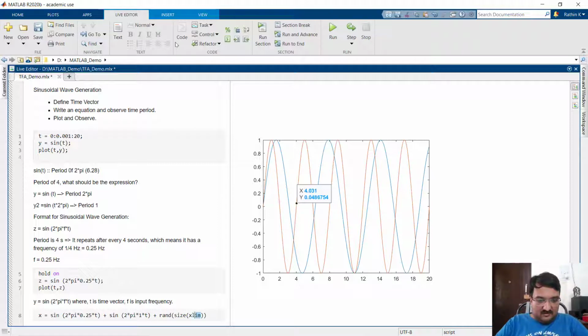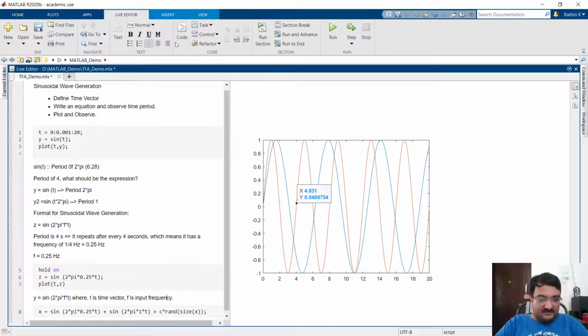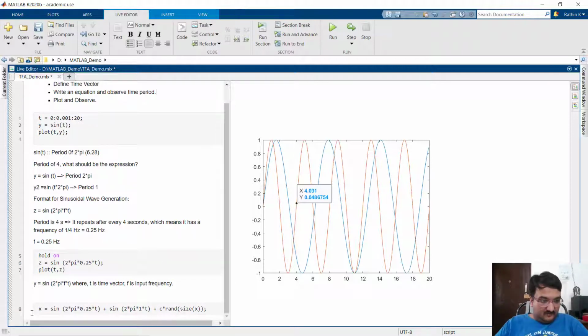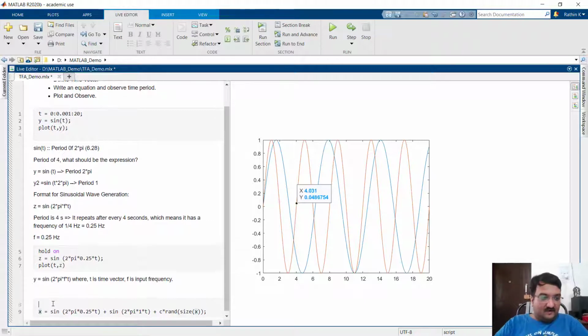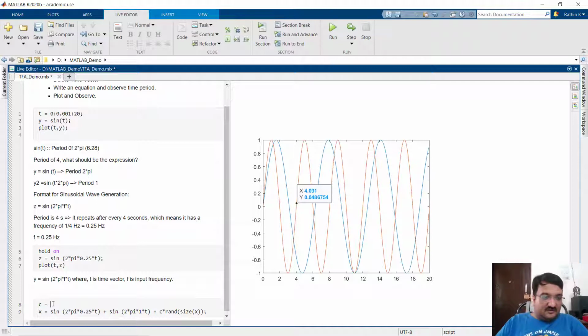I need to delete this. You can even scale it if you want to. If you want, you can put here C. C is nothing but your constant, which is getting multiplied by this random function. One important point is you can add your own controllability here. You can decide how much you want your C. So I'll quickly show that to you.